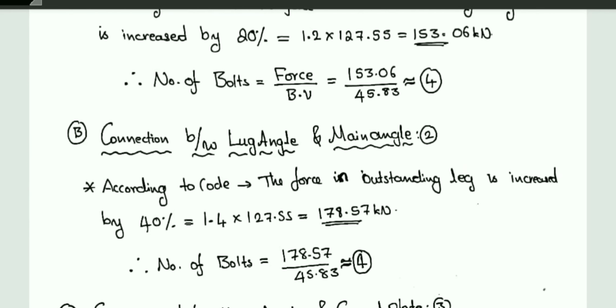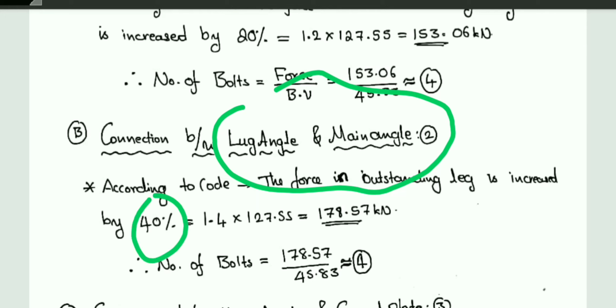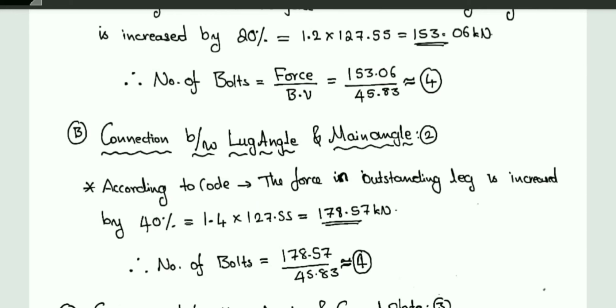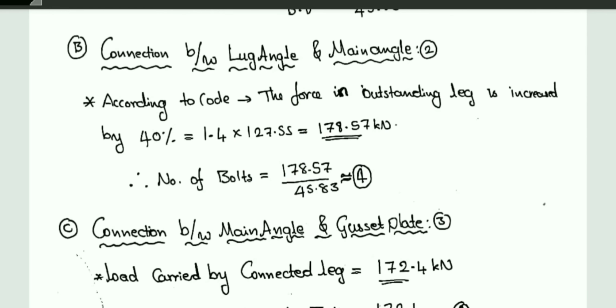Next one, connection between lug angle and main angle. Here you need to increase the force of the outstanding leg by 40%, that is 1.4 into 127, it is 178. So the number of bolts is force divided by 45, anyhow you'll get almost 4 bolts.